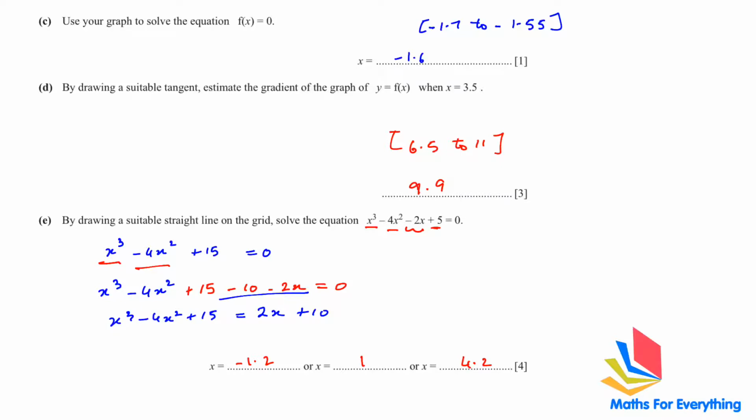The range given to us is negative 1.3 to negative 1.1. 1 has to be 1, and here from 4.1 to 4.25. That's how you solve this question.